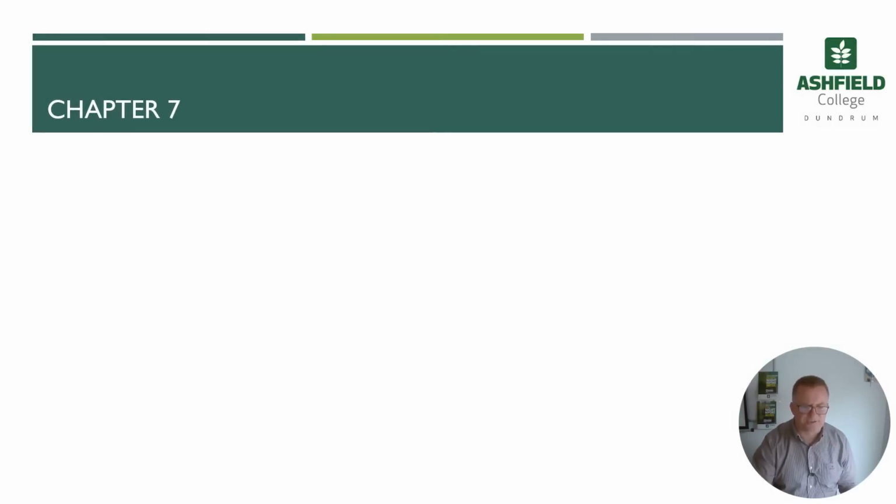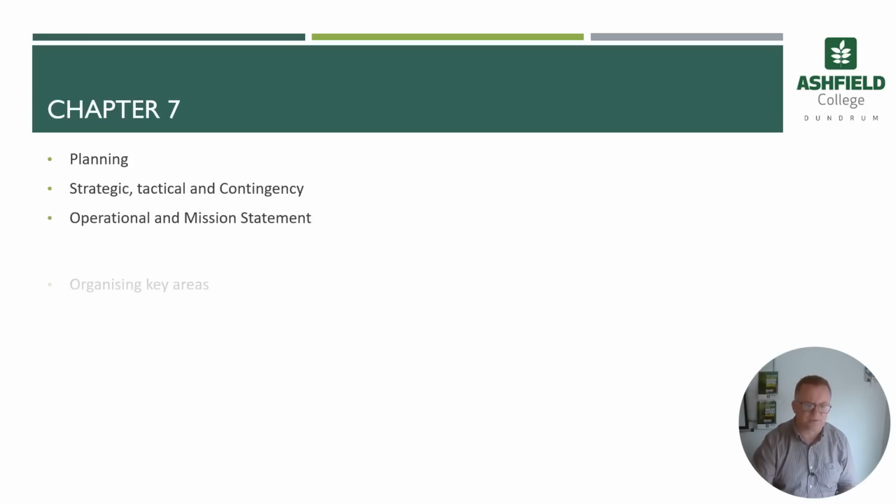Finally, chapter 7, which is planning, organising and controlling. I'd be fancying planning for this year. Planning, make sure we know the strategic, tactical, contingency, operational and mission statement of the 5 accepted types of plans. Then we look at organising, the key areas. I'll be looking here at the line structure and the matrix structure. The pros and cons of each one of those.